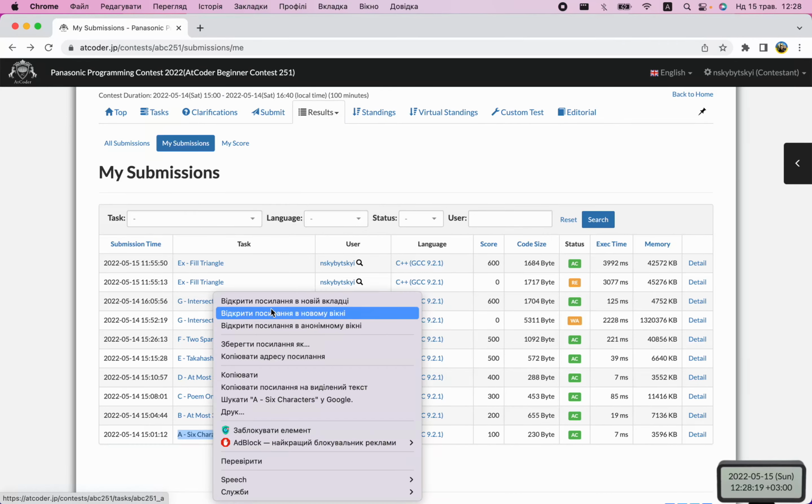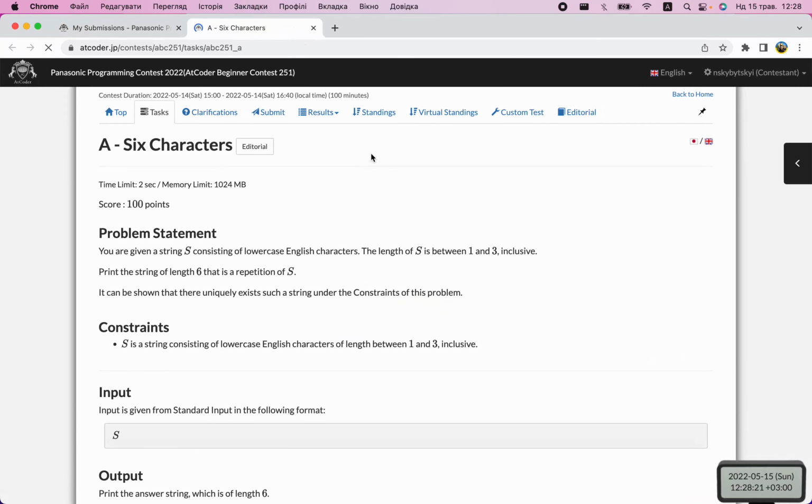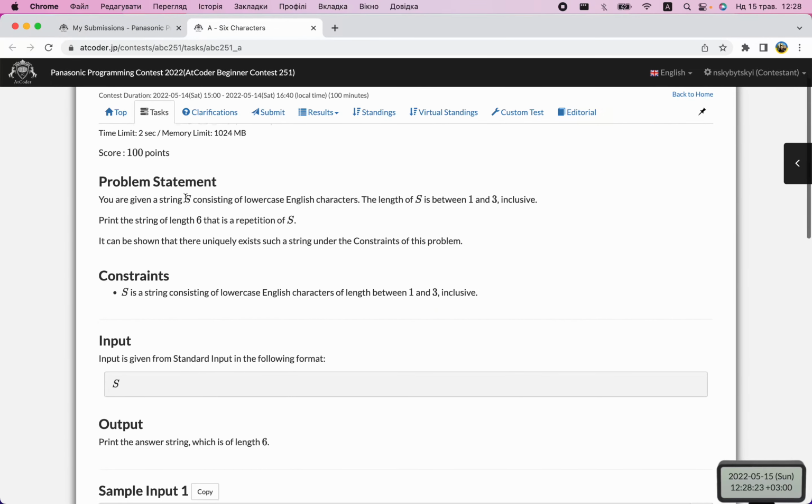Let's take a look at problem A now. Problem A is kind of an implementation problem. We are given a string s consisting of some lowercase English letters. We want to repeat the string until it reaches length 6.